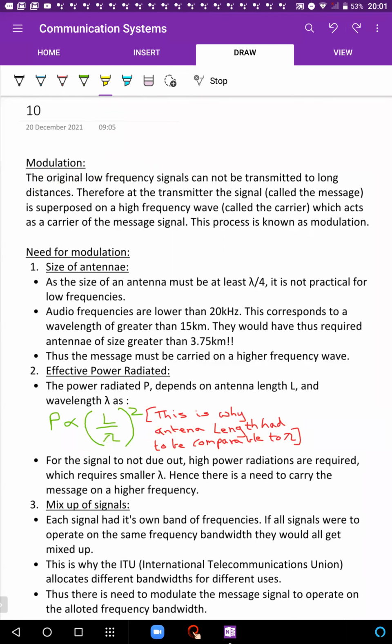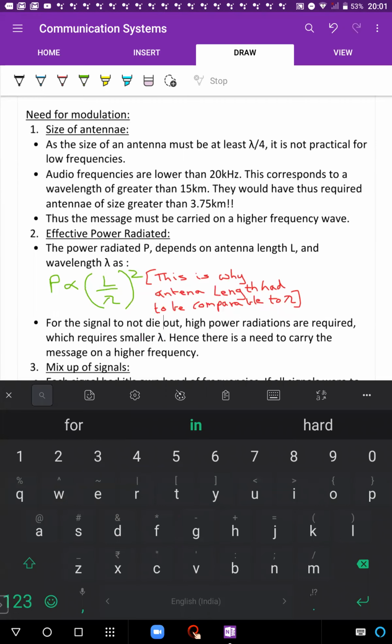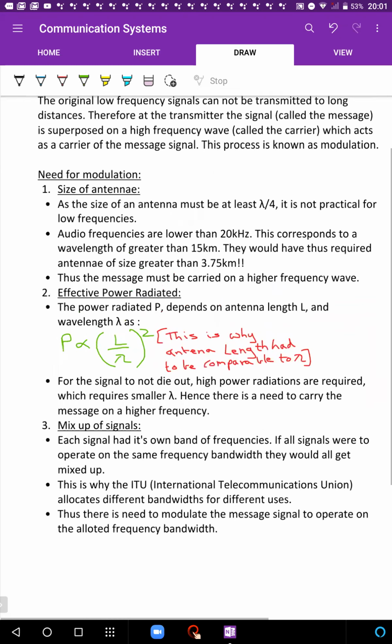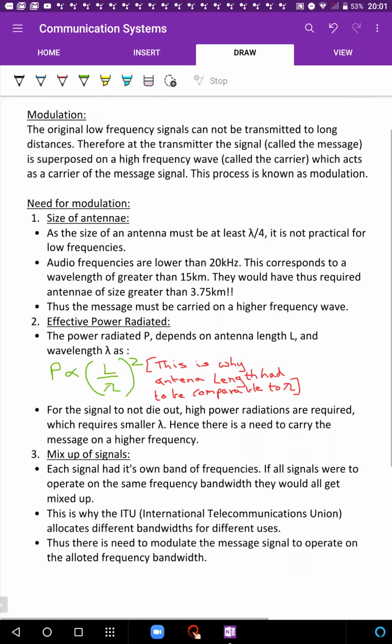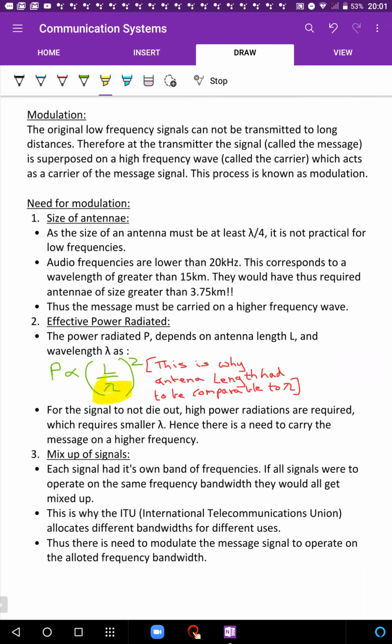Now, for the signal to not die out, high power radiations are required. High power radiations के लिए we would need smaller lambda. तो छोटा lambda होने का जरूरत. एक तो एंटेना साइज L ज्यादा बड़ा नहीं रख सकते, वो एक प्रॉब्लम है, पर दूसरा बात है कि लैम्डा भी छोटा रखोगे तो और बेटर होगा. ठीक है.